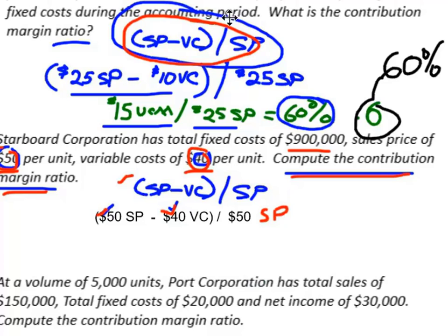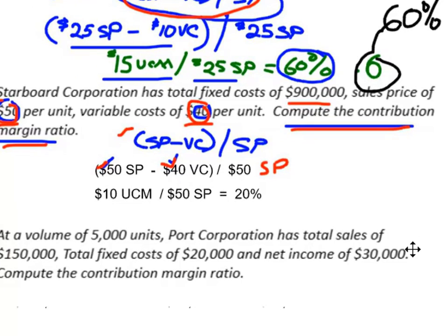Therefore, that is ultimately going to equal my $10 unit contribution margin divided by my $50 selling price, and that equals 20%. So the unit contribution margin ratio would be equal to 20%. Now let's take a look at the next problem.